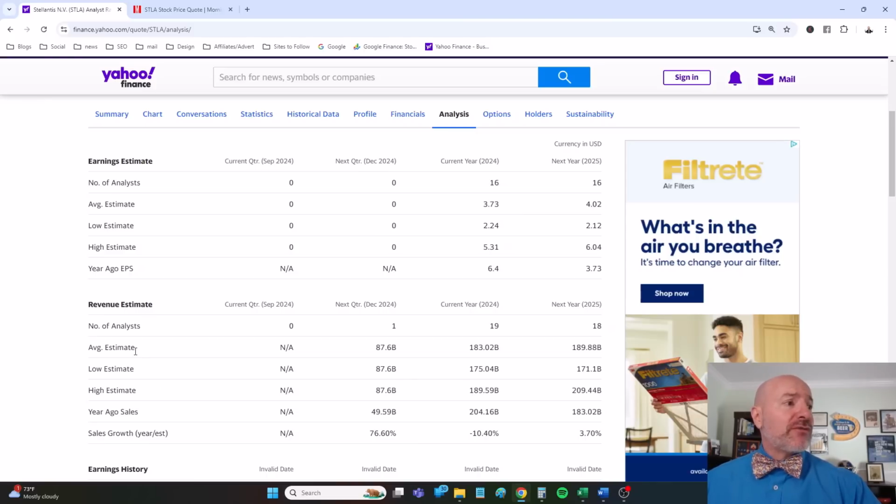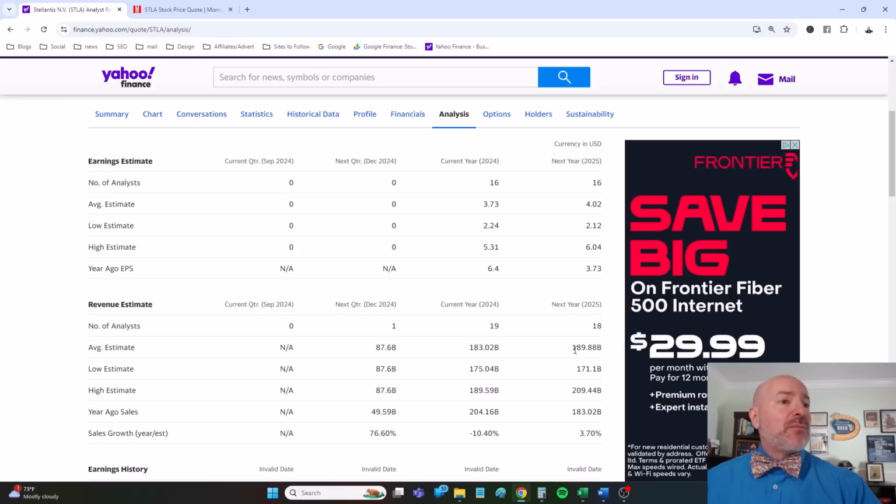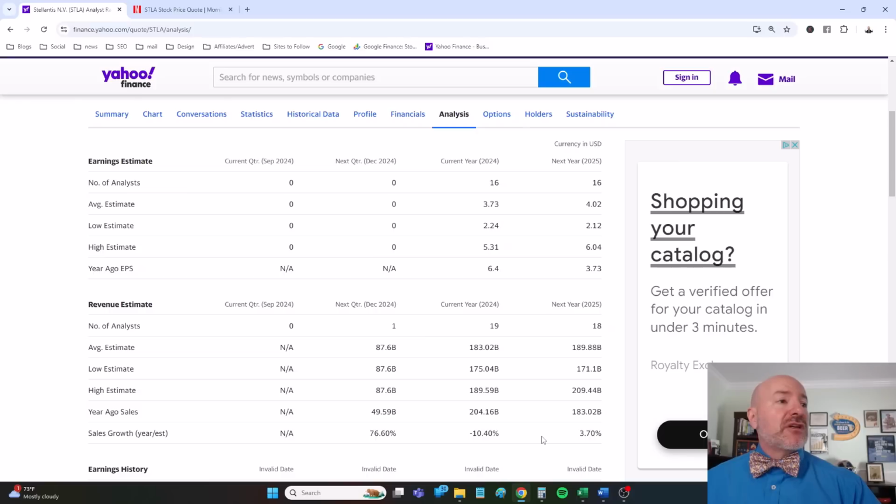We're also looking at revenue here. We can see the average estimate for the current year, $183 billion, and $189 billion for next year. That would represent a gain of 3.7% on their sales from this year to next. So again, something that you want to research further. Why are they seeing lower sales? Why are they seeing crushing earnings on that? And then why are they expected to return to 3.7% growth next year? Is that normal growth? Is that growth that's going to continue over the next several years?